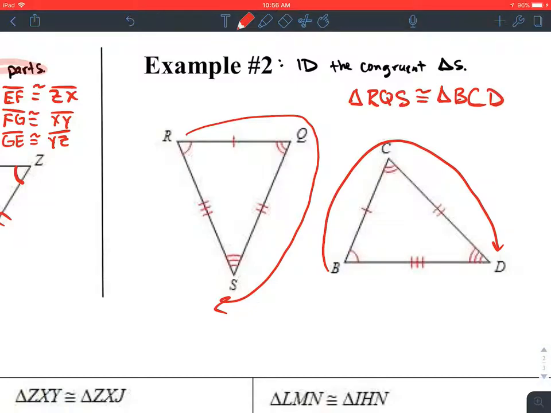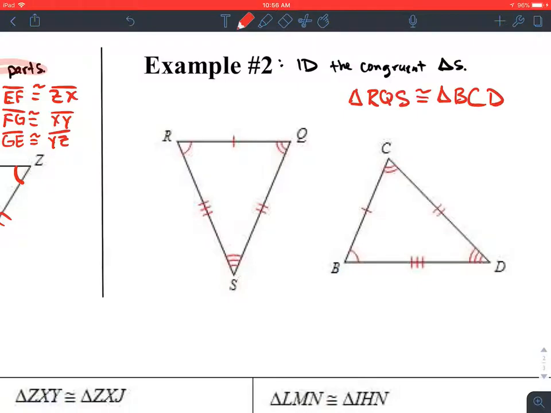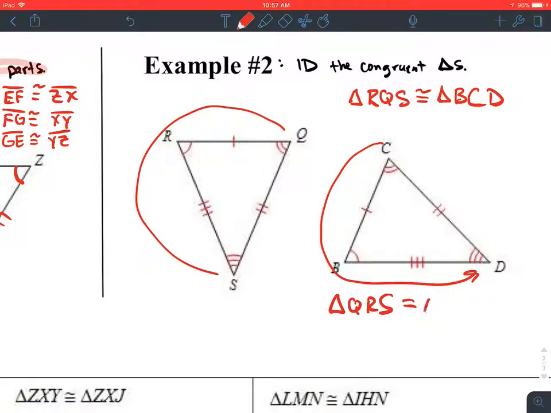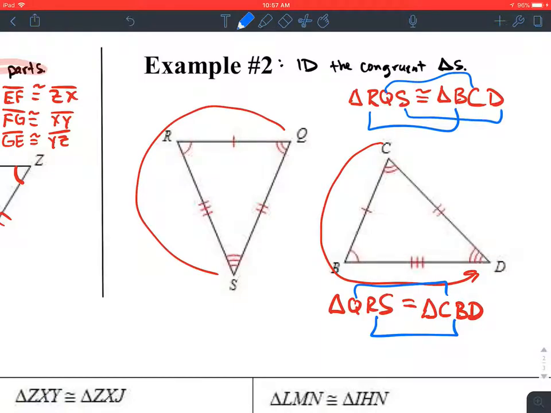B, C, D. Now, if someone else had made their first congruent statement as triangle QRS, that went from 2 to 1 to 3, that's fine. But you'd have to go 2 to 1 to 3 on this other triangle. That'd be triangle CBD. Notice no matter which one you pick, R and B are in the same spots. Q and C are in the same spots. S and D are in the same spots. That's what matters.